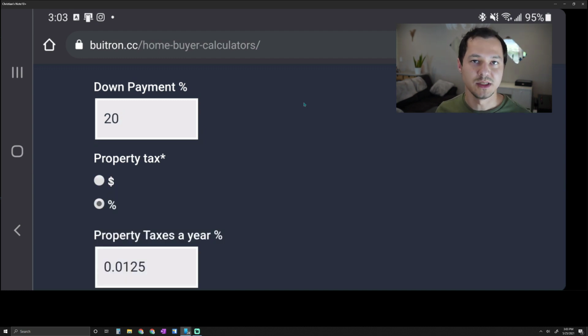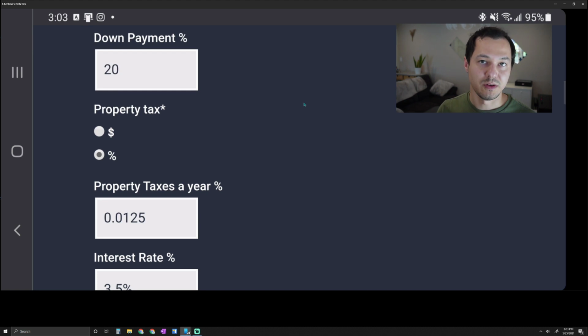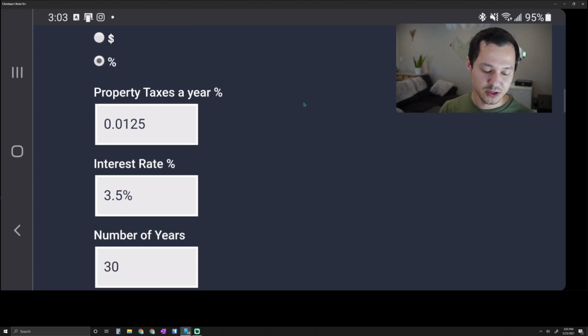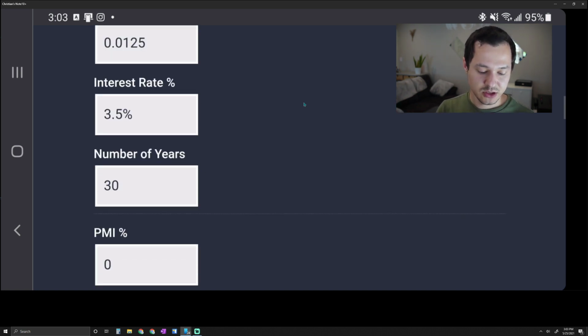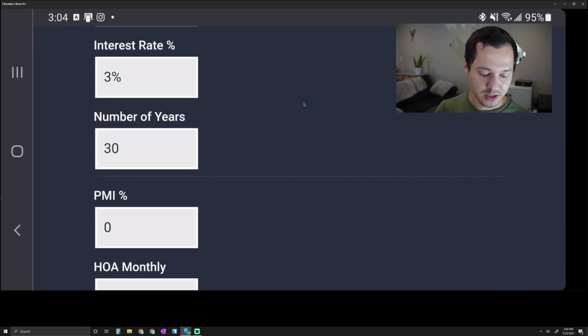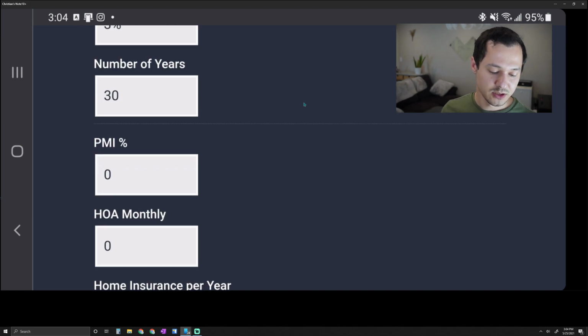That way, let's say it's a conventional loan, we have to worry about PMI, private mortgage insurance. And here for property taxes, you could either put a dollar amount or percentage. I'm going to leave it at percentage, 0.0125 of the purchase price. And interest rate, 3.5% is actually pretty high for today's rates. Let's put 3%. The number of years is 30 years.